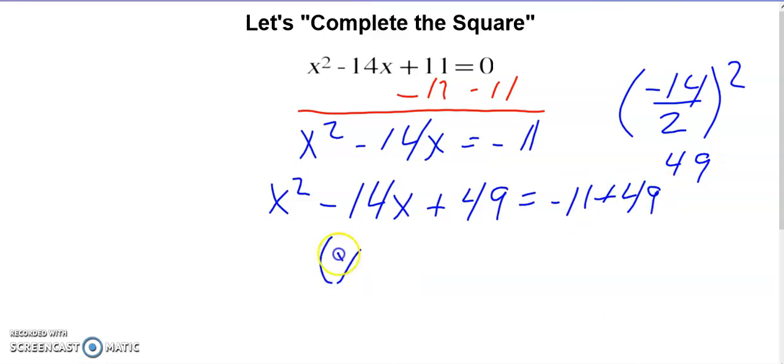Factor it. x plus just means keep the sign the same. Whatever the sign of b is, that's the sign I'm going to write here. Since this is a negative, b over 2 is going to be negative. And we're going to square that, and negative 11 plus 49 is 38.